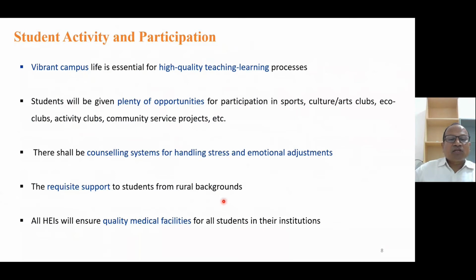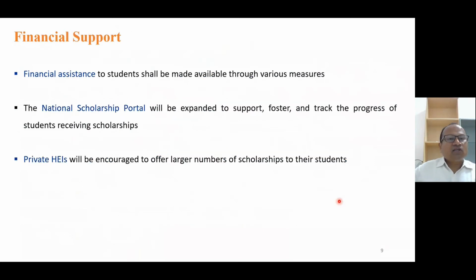The requisite support to the students from rural background has to be given. The institutes will ensure quality medical facilities for all the students in their institutions. And of course, financial support is also very much needed. Financial assistance to the students will be made available through various measures. The National Scholarship Portal will be expanded to support, foster and track the progress of students receiving scholarships. Private institutes will be encouraged to offer a large number of scholarships to their students.